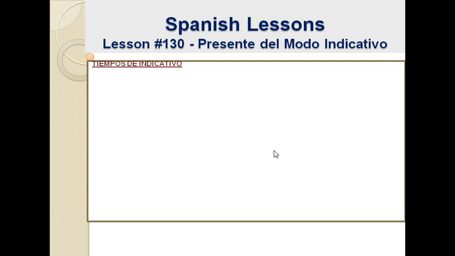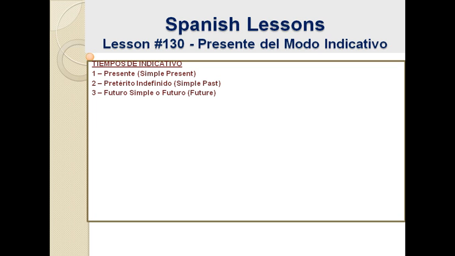That way we will be able to go through all of them, right? So we divide the conjugation tenses in Spanish between modo indicativo and modo subjuntivo, right? In normal conversation, what we use usually is modo indicativo. Let's see which are these, right? So, modo indicativo, we have presente or simple present. We have pretérito indefinido or simple past, right? We have futuro simple or future.